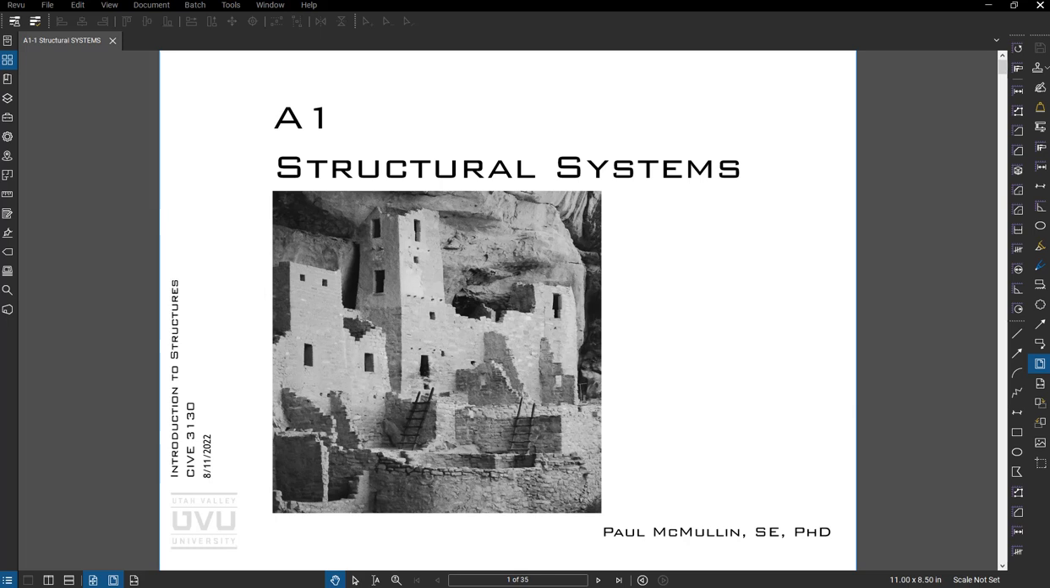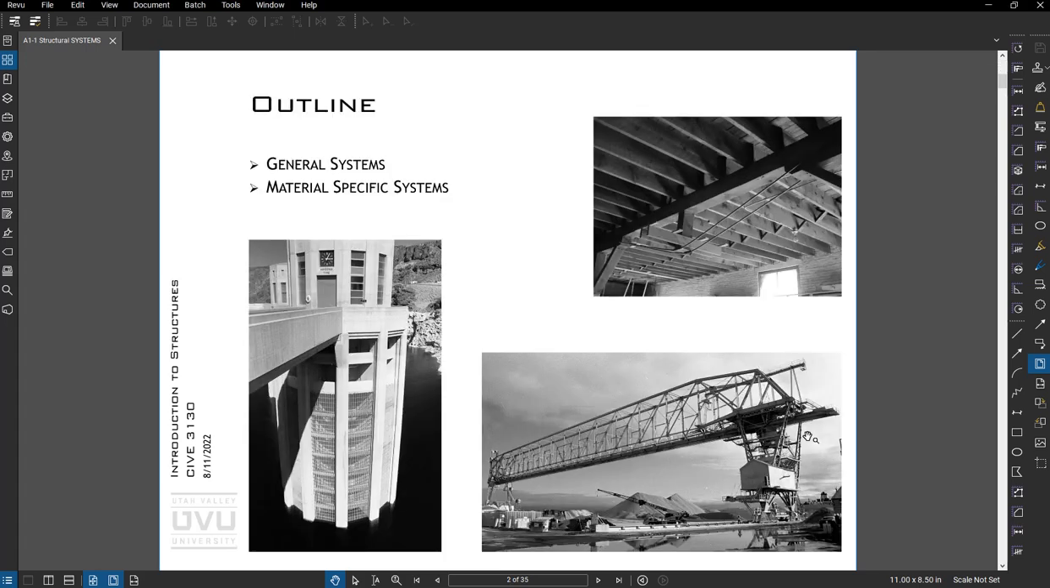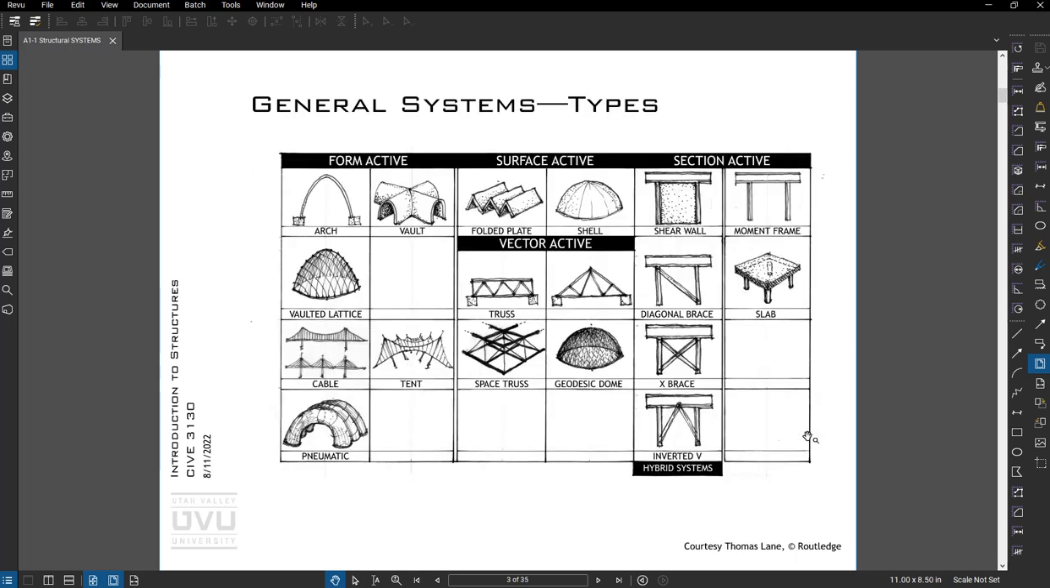Good morning, folks. Let's dive into structural systems here this morning. So we'll talk about some general systems that are very high level and then talk more material specific systems. So you can break different structural systems into a variety of types.